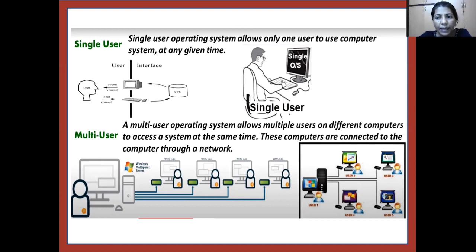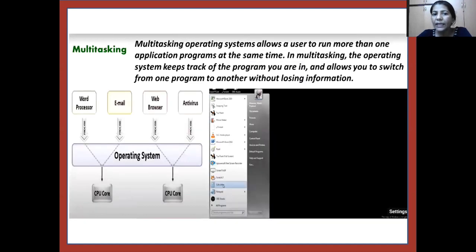Now, another type of operating system is the multi-user operating system. A multi-user operating system allows multiple users on different computers to access a single computer, a single system. For that, all the computers should be connected through a network, either the internet or a LAN network. Okay, fine. Now, apart from these two types of operating systems, one more is there, that is the multitasking operating system.